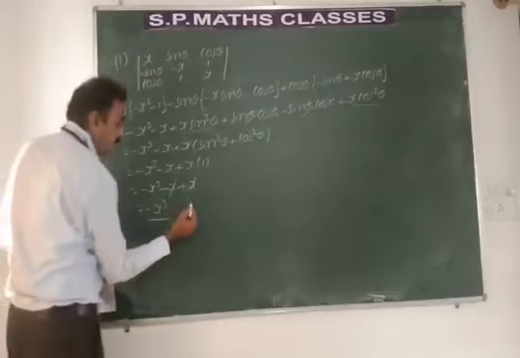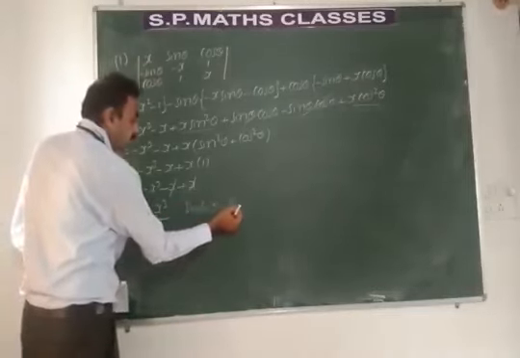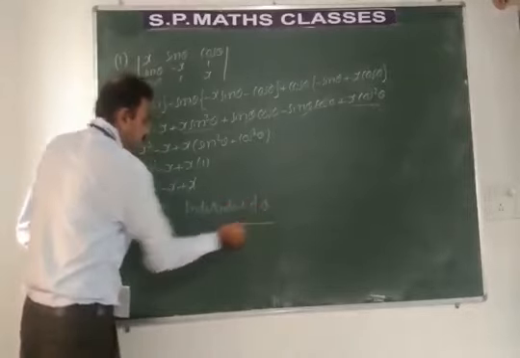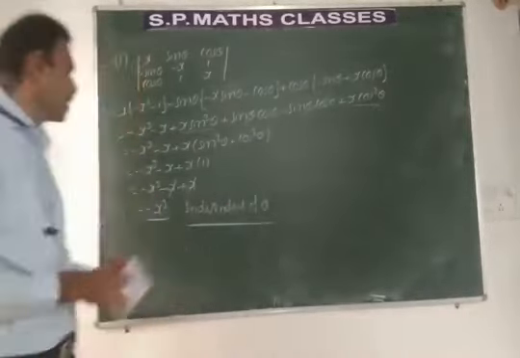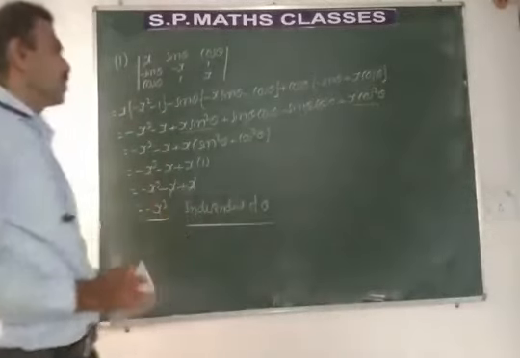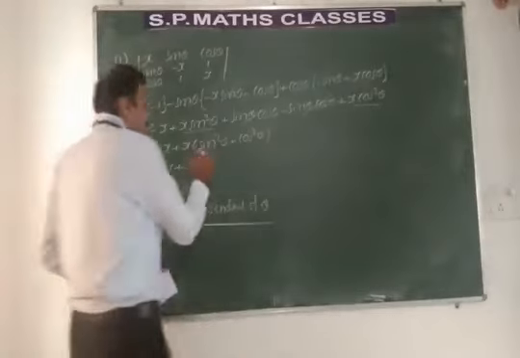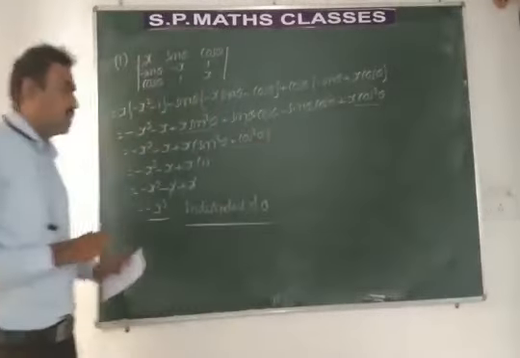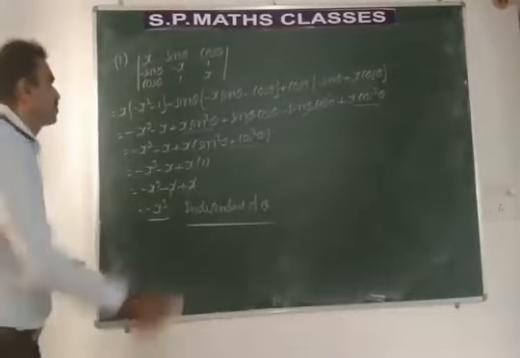So I conclude it is independent of theta. Minus x cube doesn't have theta, hence we say that it is independent of theta. That's what we have been asked to do. So a very simple problem: given the determinant, expand it, use the formula sin square theta plus cos square theta as 1. Then you will be getting minus x cube, which is independent of theta.